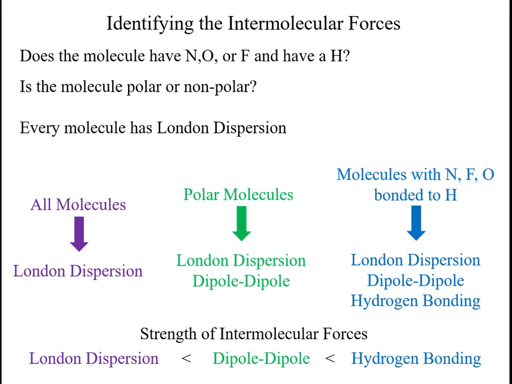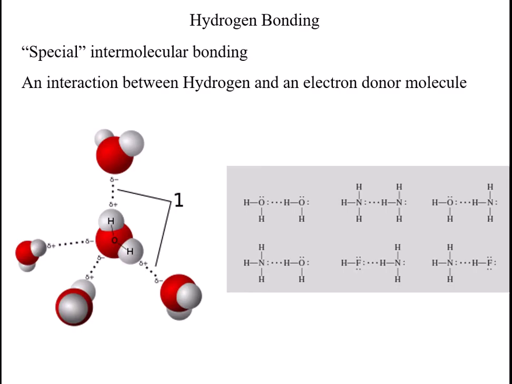Okay, so in review from last time, we briefly talked about hydrogen bonding being a special kind of bonding. What I want to show you is that hydrogen bonding happens, again, only between hydrogen and one of three atoms or elements. And those three elements are oxygen, nitrogen, or fluorine.